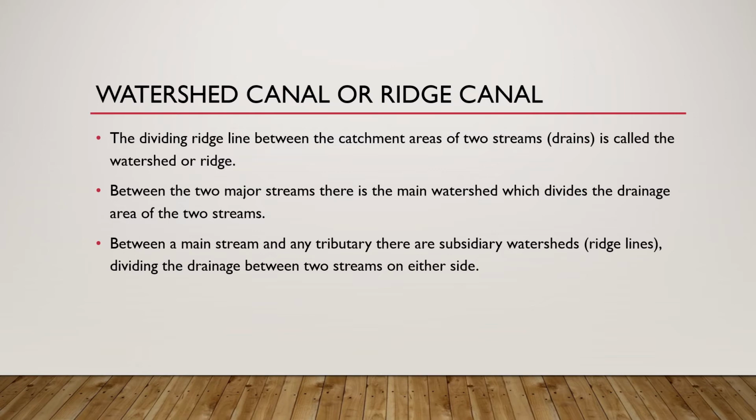Supplied means the water is generally flowing from the watershed to the two streams. Actually, this watershed divides the two streams. Understand the point clearly.